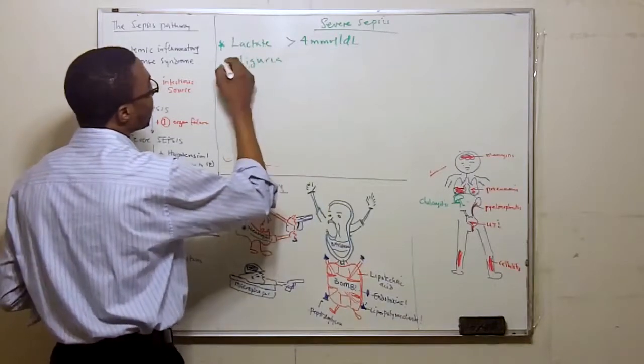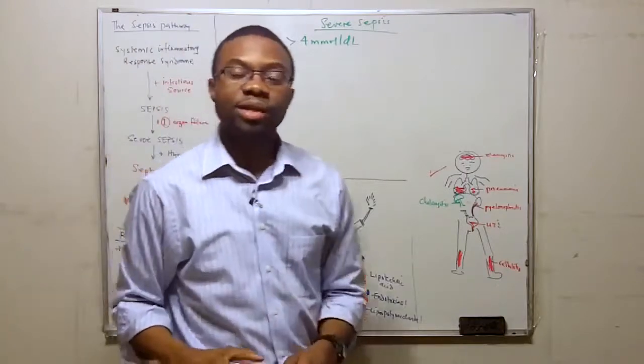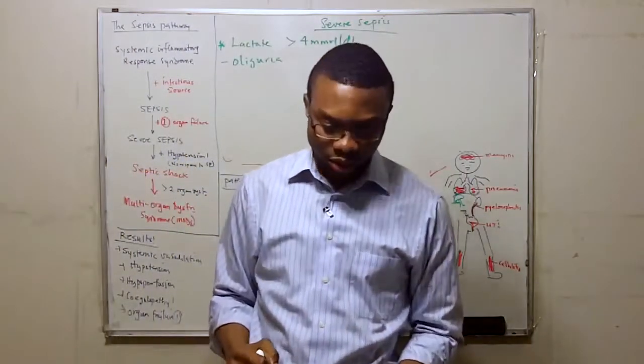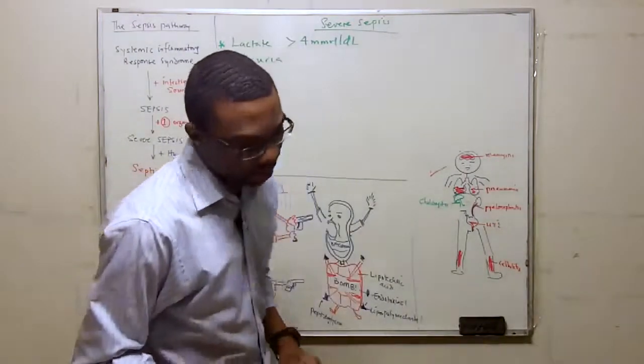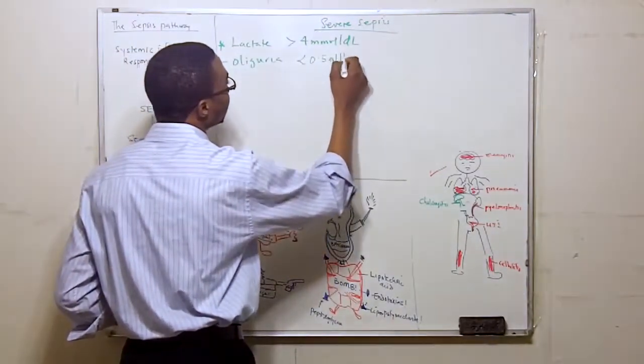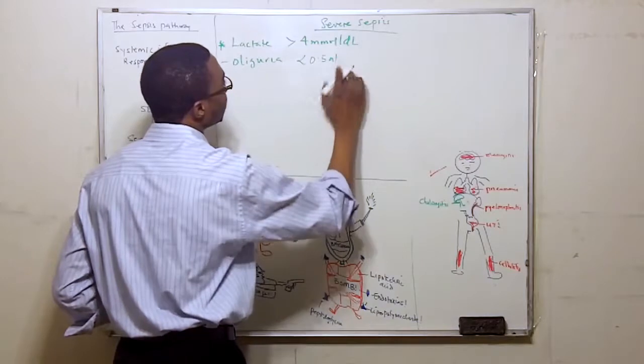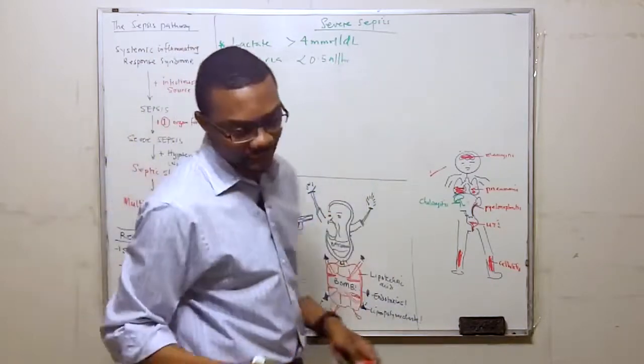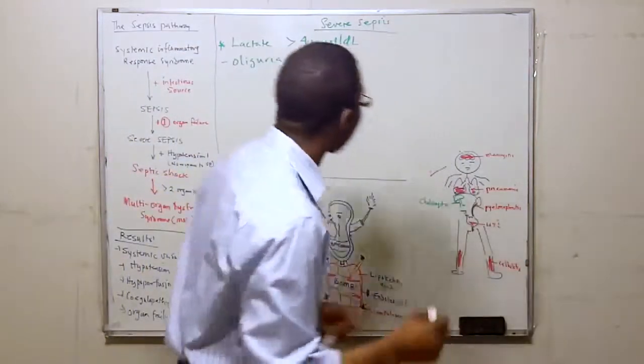Oliguria, right? And what do we mean by oliguria? Decreased urine output. Usually it's less than 0.5 milliliters per kilogram per hour.